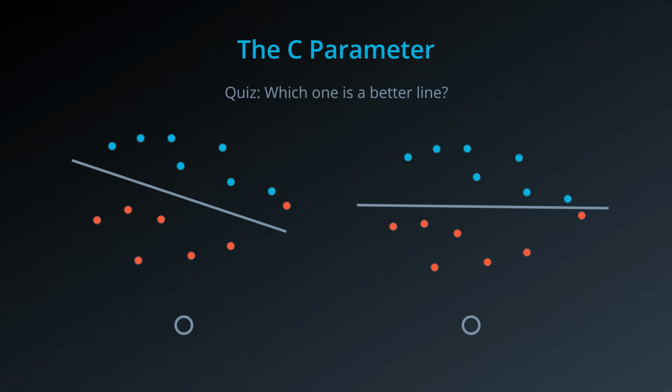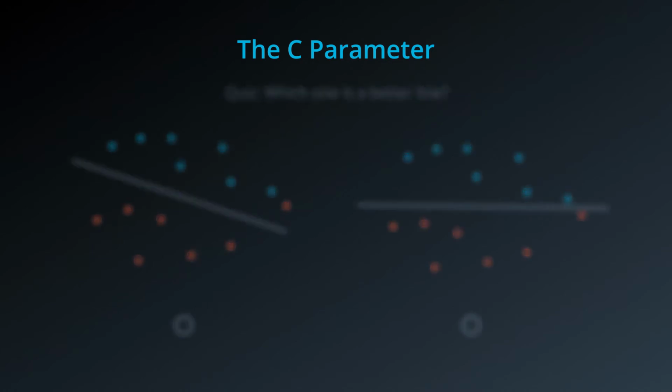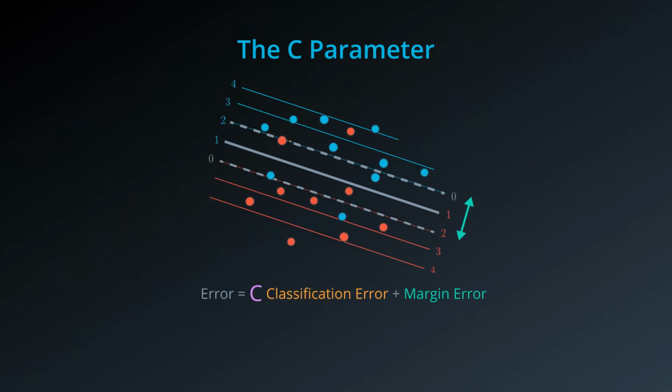So it depends a lot on the data and the problem that we're approaching, which means that we need some flexibility here. That flexibility is going to be provided by the C parameter. The C parameter is just a constant that attaches itself to the classification error. That means we multiply the classification error by the constant. So what happens is the following.